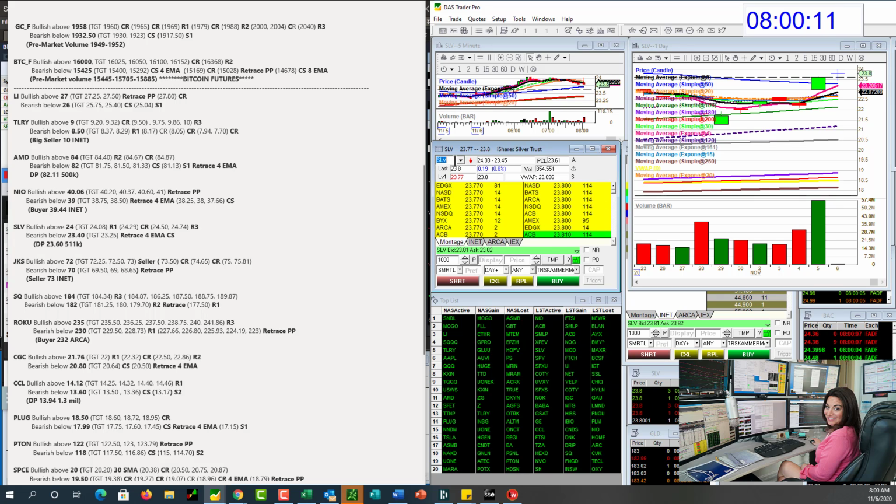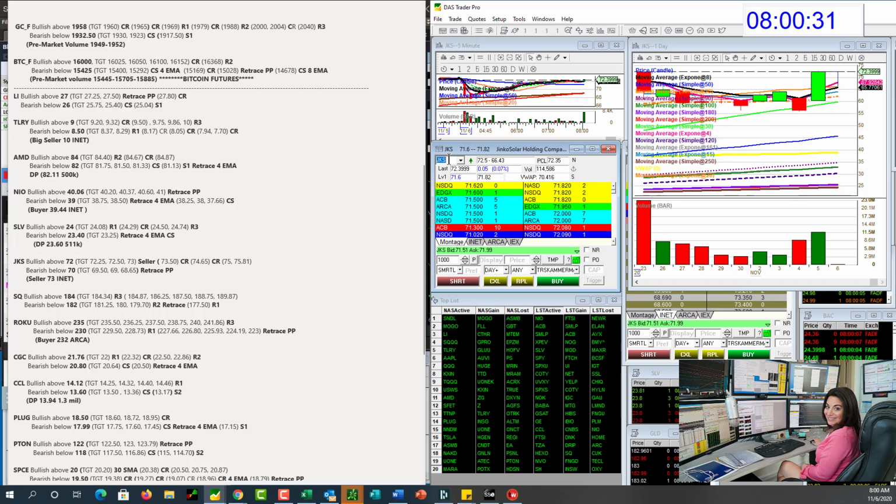Busting a move, yes, above that 50 simple moving average. I mean, a lot of us have been in this swing for a while now. It's finally starting to move. Bullish above 24, that is the key level today, and bear below 23.40 for a retracement trade.